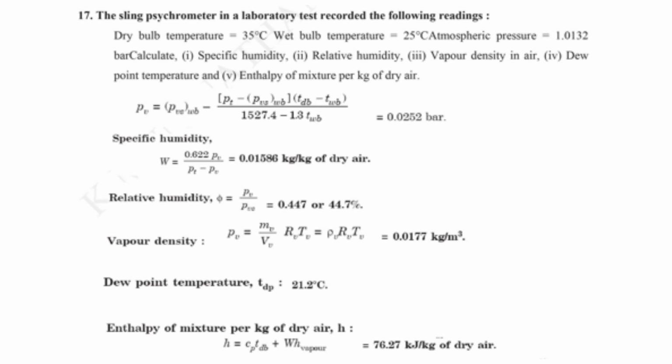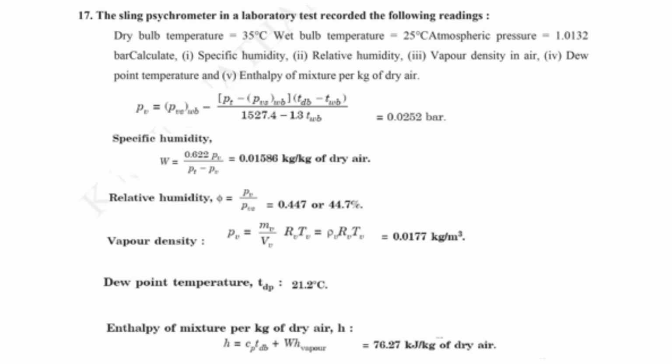The vapor pressure P_v is equal to P_ve minus (P_t minus P_ve) times (T_dp minus T_wp), where T_dp is the dry bulb temperature and T_wp is the wet bulb temperature, divided by 1527.4 minus 1.3 times the wet bulb temperature. Specific humidity is also calculated. W is equal to 0.622 P_v divided by P_t minus P_v.